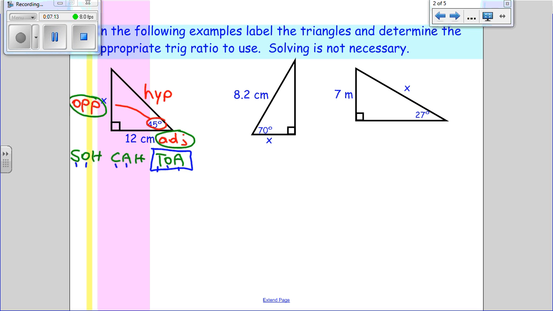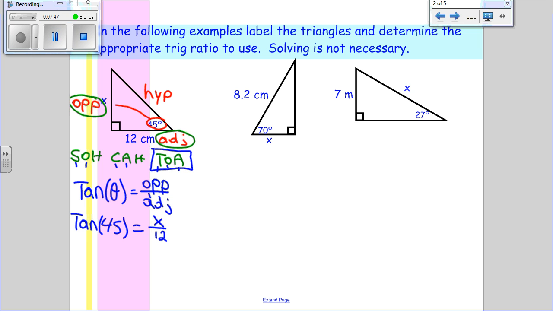We set it up, so tan of theta equals opposite over adjacent. That's our formula. Now we change out our symbols and letters for our values. So this becomes tan of 45 equals x divided by 12.